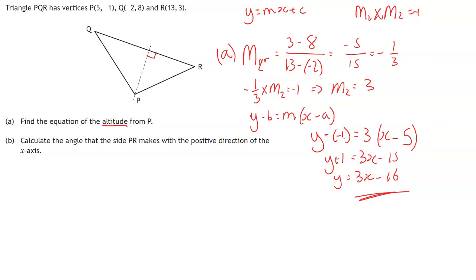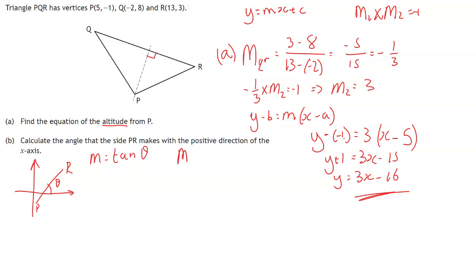Now, the second part is calculate the angle that the side PR makes with the positive direction of the x-axis. So what that means is if we imagine I set it up like that and I've got my line PR cutting the x-axis, I want this angle here. Now what I have to remember is I have the relationship m equals tan theta, representing that angle there. So if I find the gradient of PR, I can set that equal to tan theta and then jiggle that about and I can find out the size of my angle.